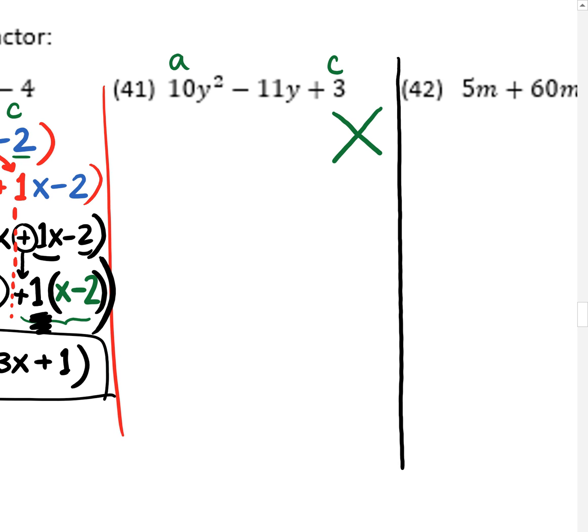The first times the last. 10 times 3 is 30. What multiplies to that, but adds up to the middle number, -11? So I got to think about that. Okay, what multiplies to 30, but adds up to -11?